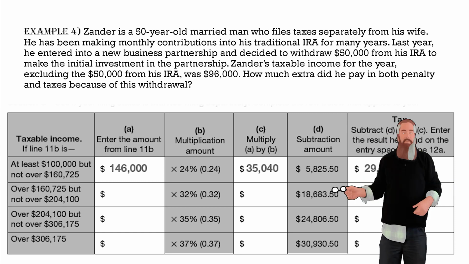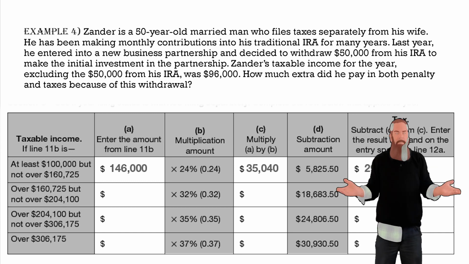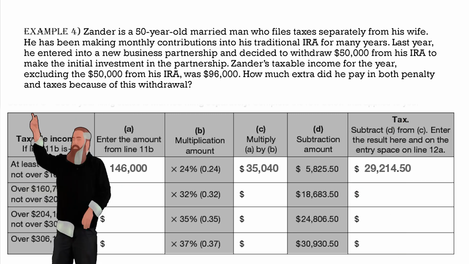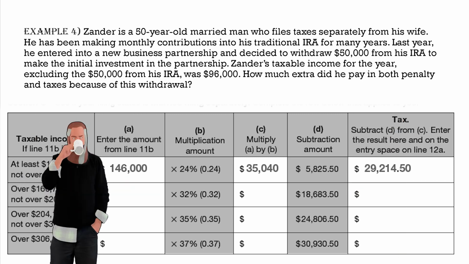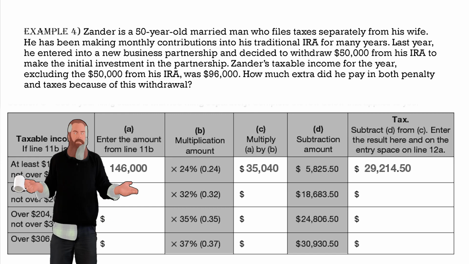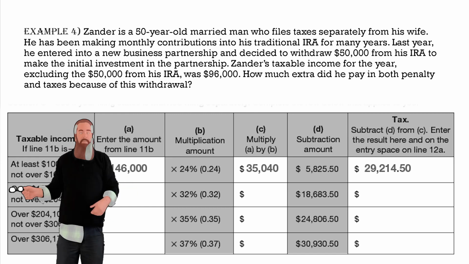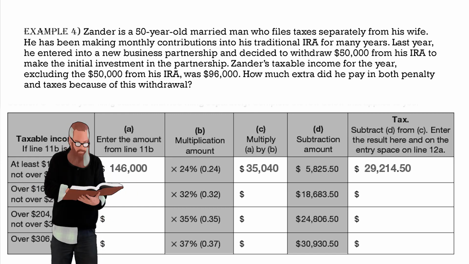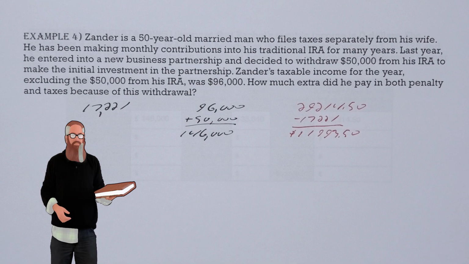We can see that $146,000 is less than $160,725. This means he's going to have to multiply it by 24% or 0.24, giving him $35,040. When we subtract the $5,825.50 from the $35,040, we get $29,214.50.